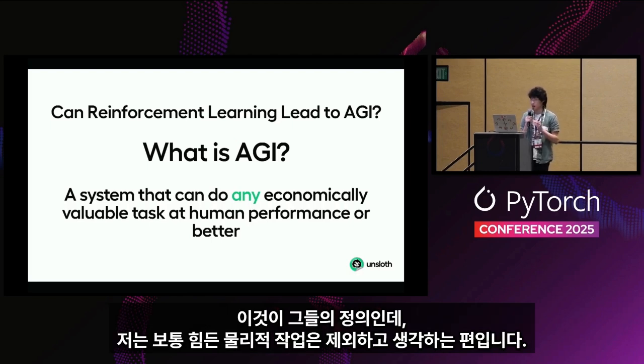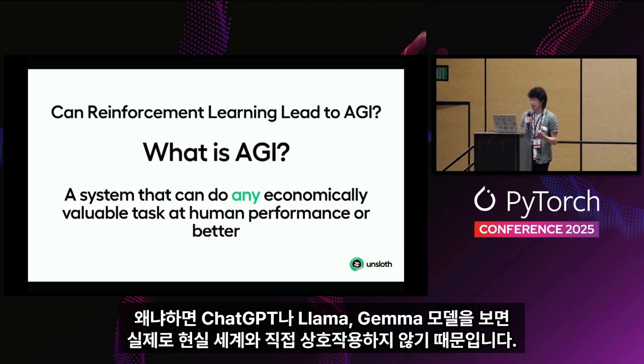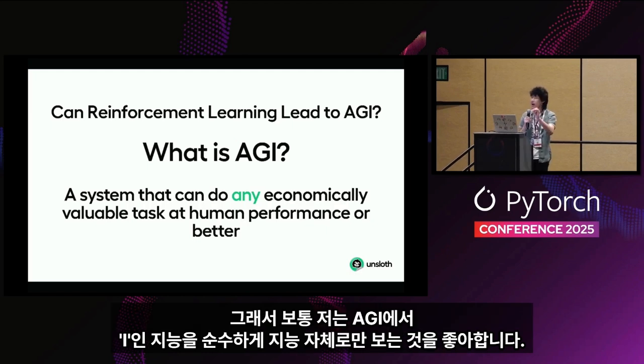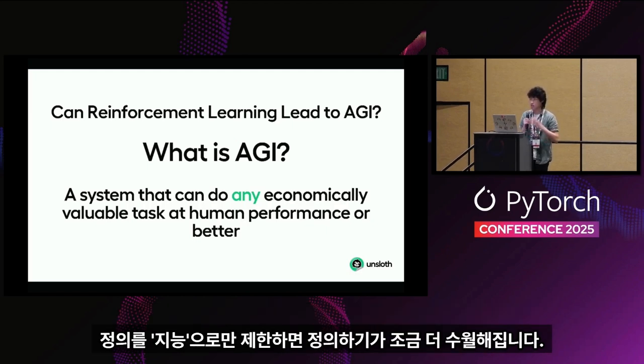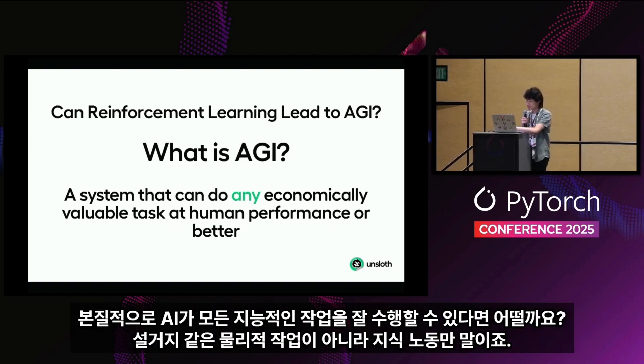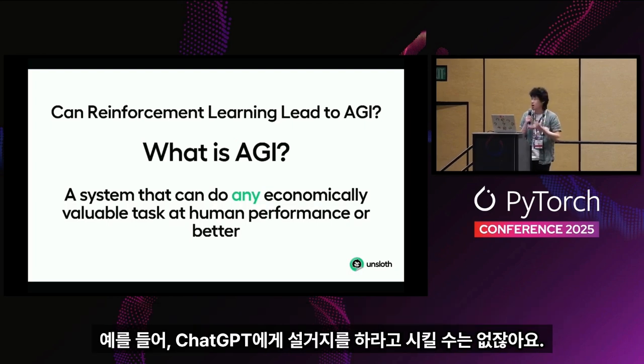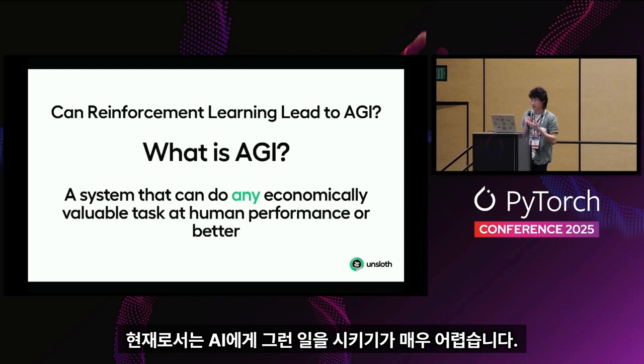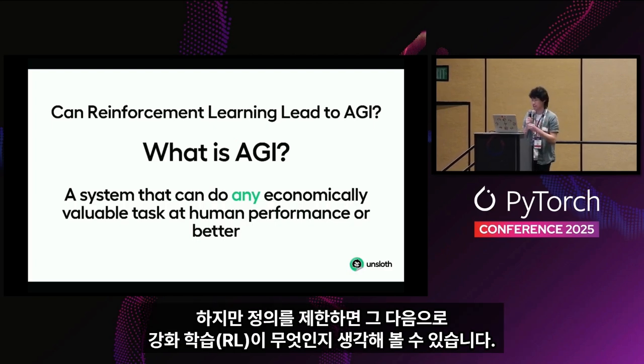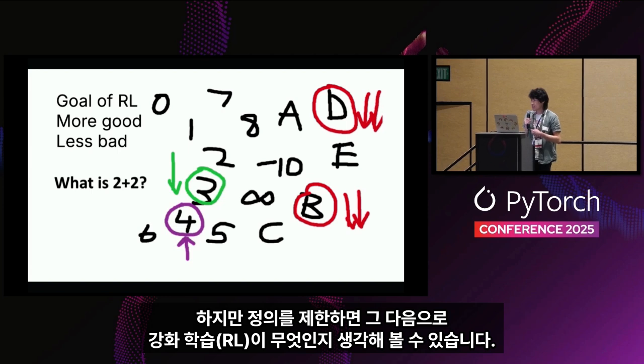Generally, how I like to think about it is that I want to remove the hard tasks. For example, if you look at ChatGPT, Llama models, or Gemma models, they don't actually interact with the world directly. So I like to view the I in AGI as just intelligence. If you constrain the definition to just intelligence, then it becomes slightly easier to define. Essentially, if AI can do all intelligent tasks well, with just knowledge work, not hard tasks like washing the dishes, right? You can't tell ChatGPT to wash the dishes, for example. It's very hard to tell AI to do that currently. But if you constrain the definition, then we can think about what is RL next.